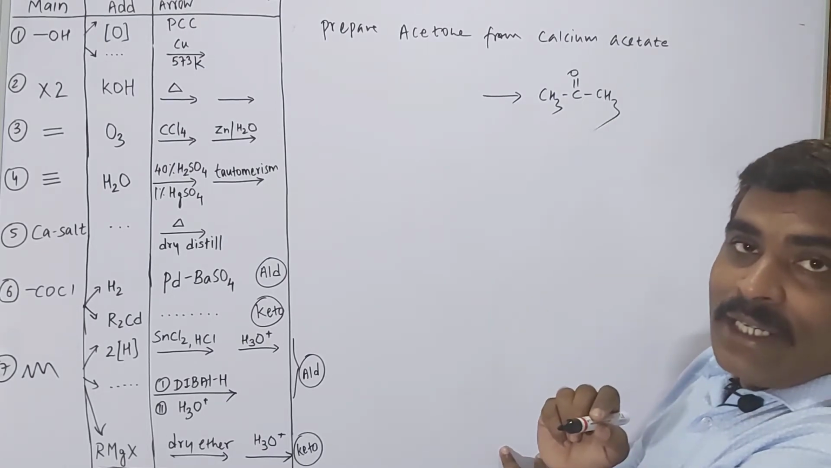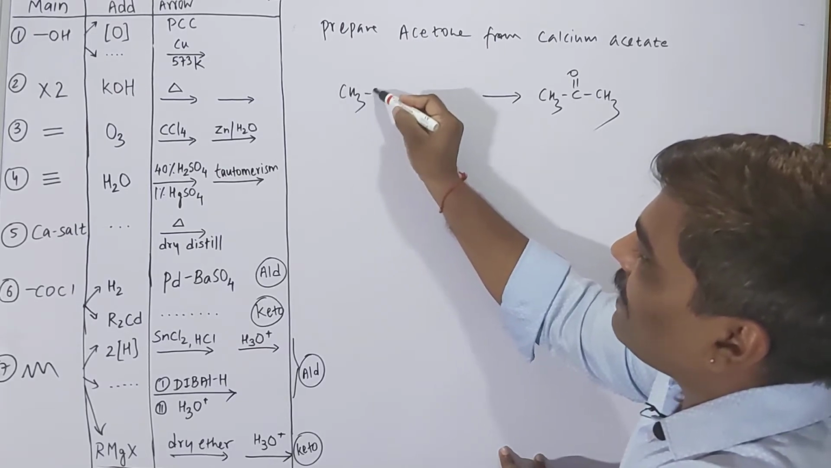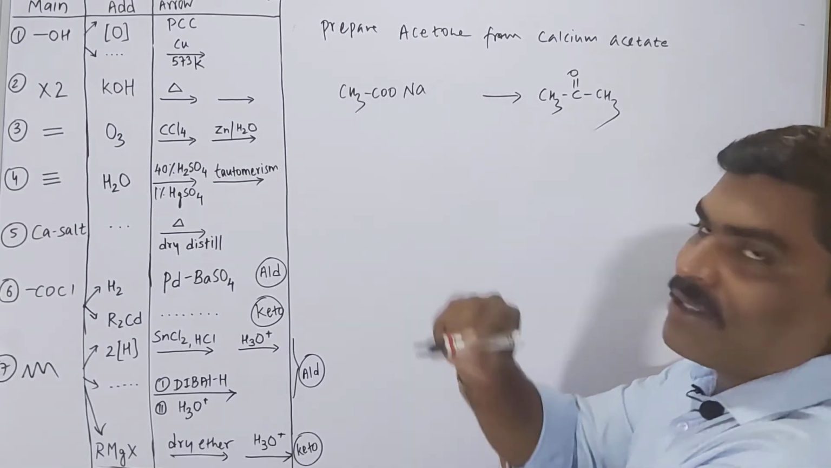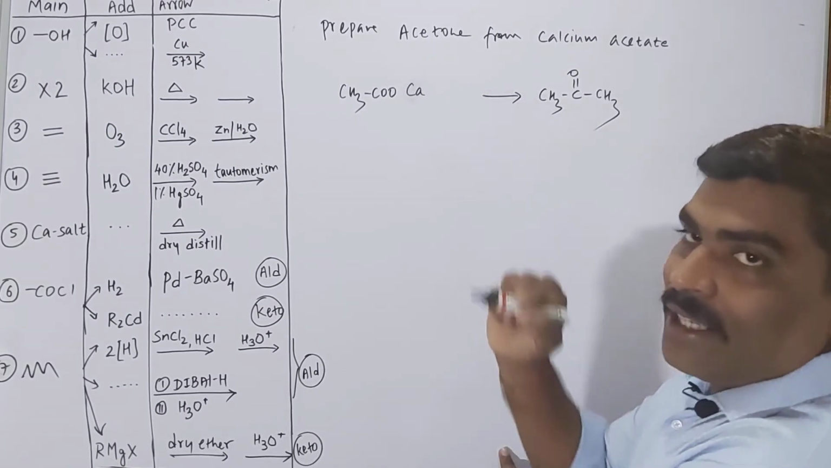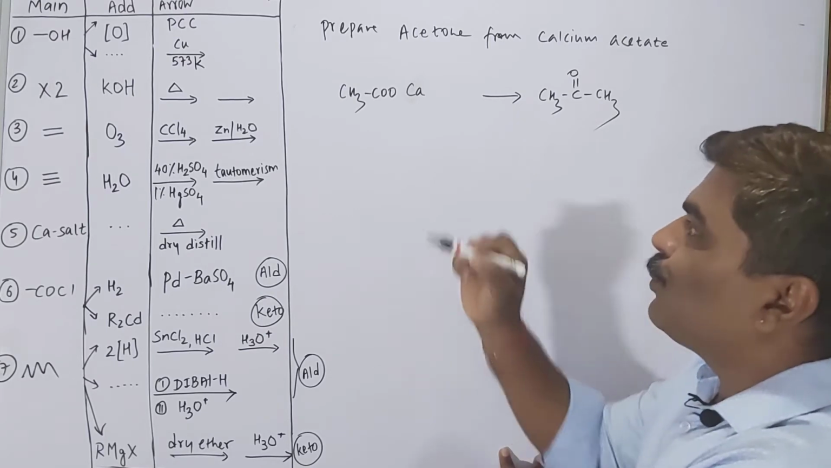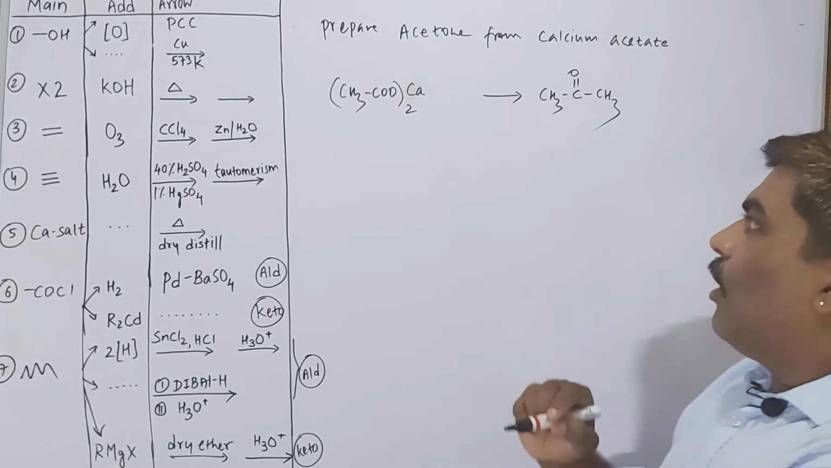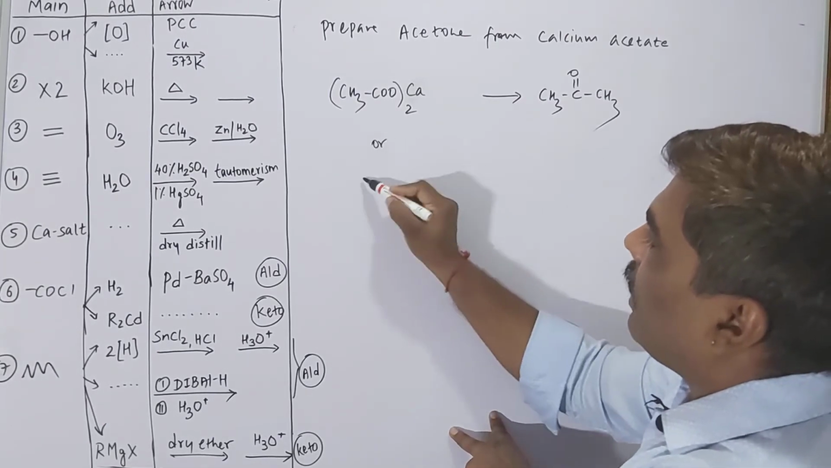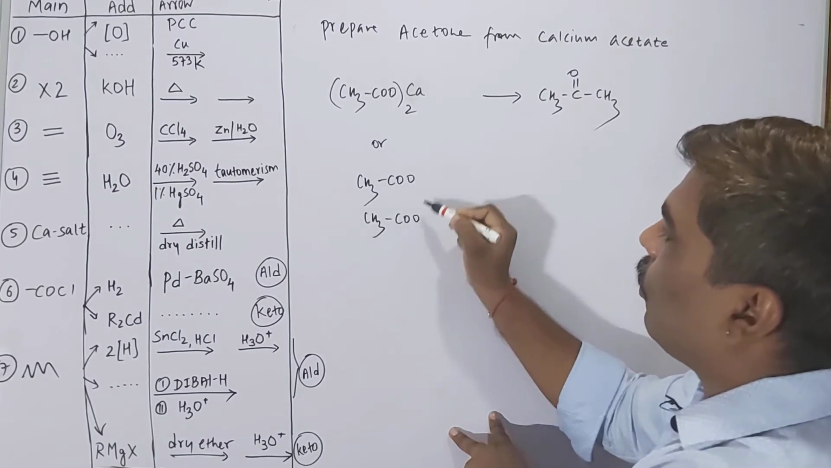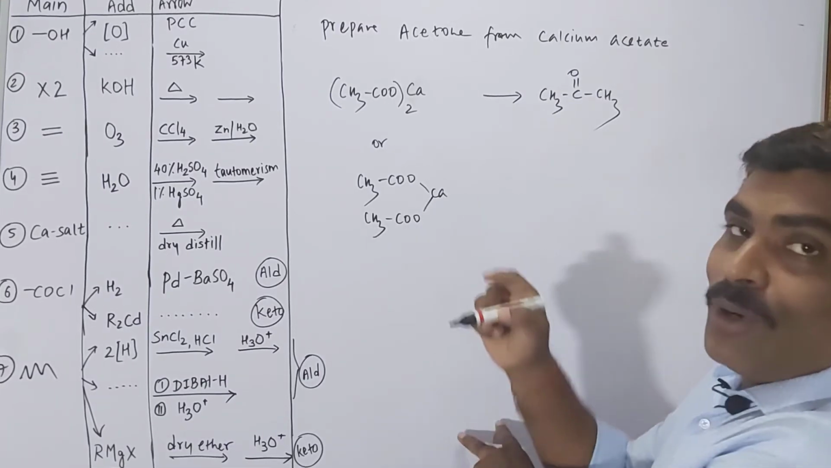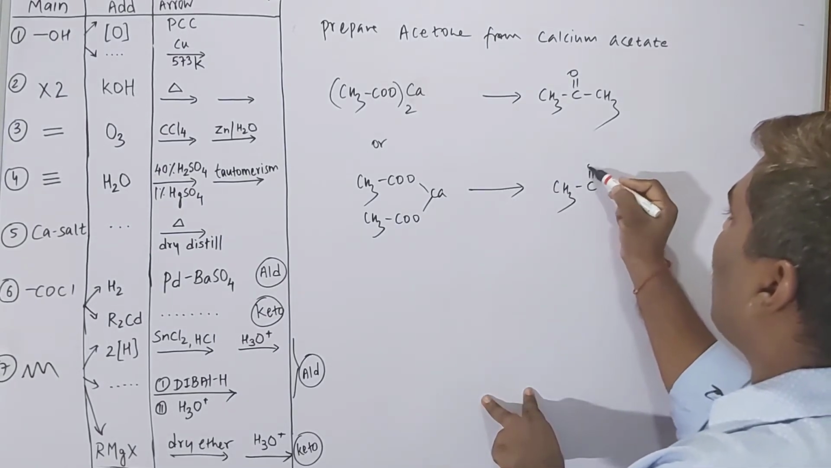the formula for calcium acetate we can write like sodium acetate, you know very well, sodium acetate. The same way here calcium acetate we can write like this, but the valency of calcium is 2, so we have to write here 2. Or it can be like this, CH3COO and CH3COO and calcium here. This is better to understand actually. And further we can write here acetone.